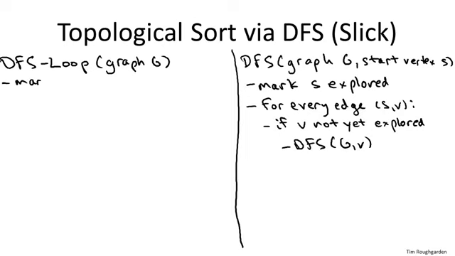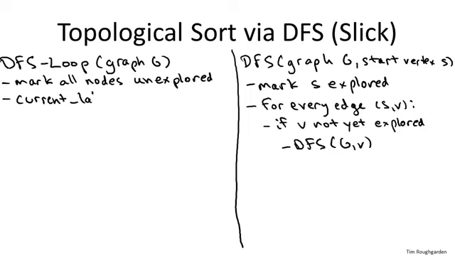So I said the first modification we need is to embed this into an outer for loop to ensure that every single node gets labeled. So I'm going to call that subroutine DFS-loop. It does not take a start vertex. Initialization, all nodes start out unexplored, of course. And we're also going to keep track of a global variable, which I'll call current label. This is going to be initialized to n, and we're going to count down each time we finish exploring a new node. And these will be precisely the f values. These will be exactly the positions of the vertices in the topological ordering that we output.